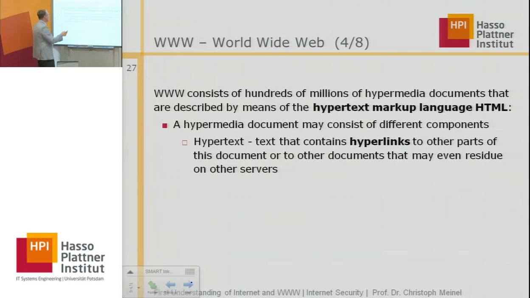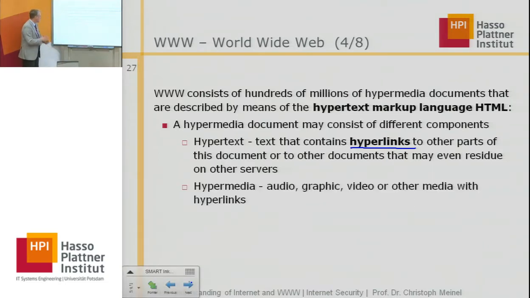They may consist, of course, of text, but the name hypertext or hypermedia shows that besides the text there are also links, so-called hyperlinks, included in that document. The idea of these links is that they provide a possibility to connect one document with another document. Interestingly, the other document need not reside on the same computer. It may reside on another server, in another place.